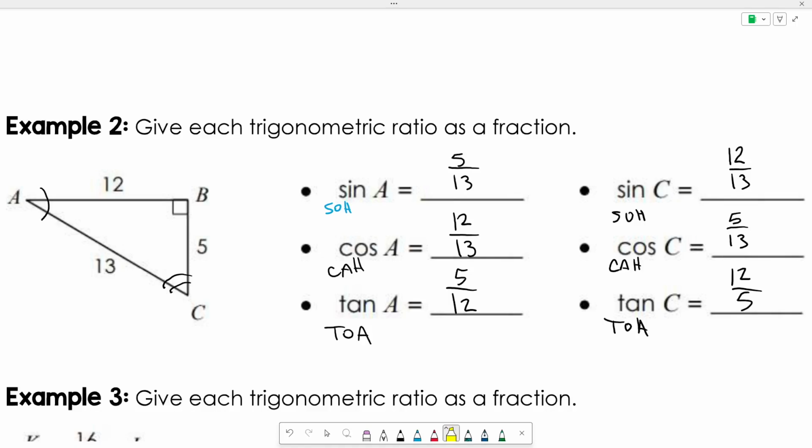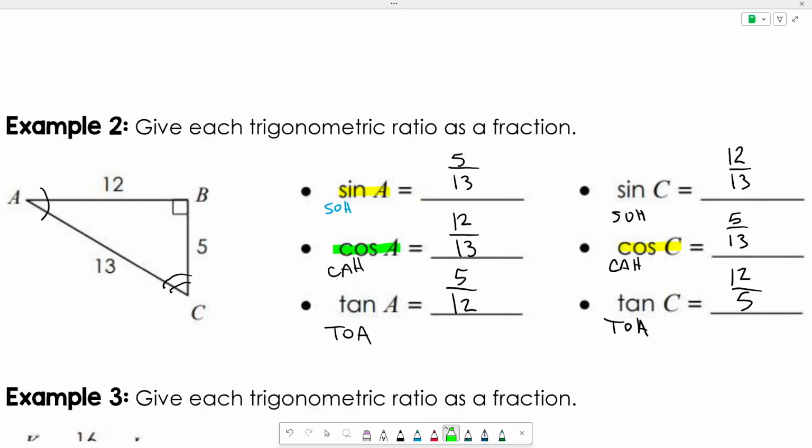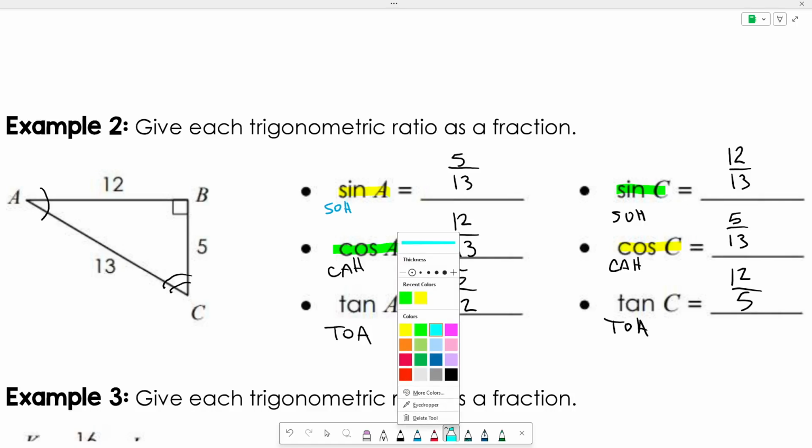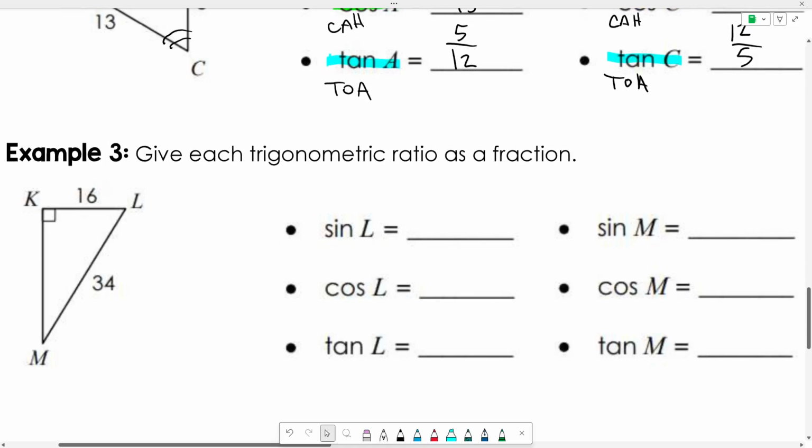Notice here that the sine of angle A is the same as the cosine of angle C. Also, the cosine of angle A is the same as the sine of angle C. And then with my tangent, these two are reciprocals of each other. Start paying attention to how our ratios go together, and it's going to make our life easier as we continue to matriculate.